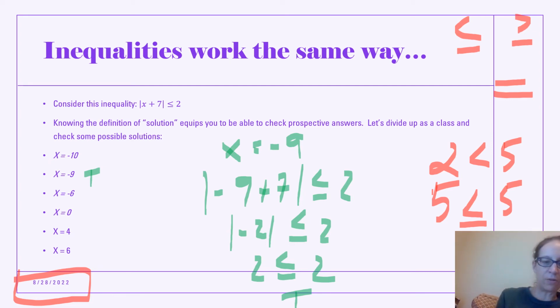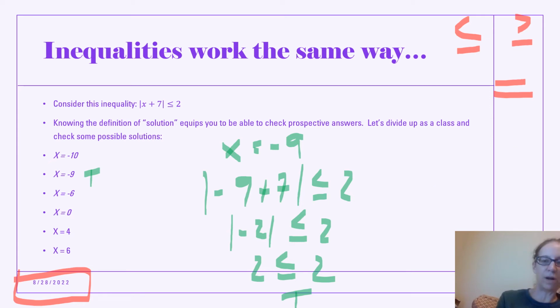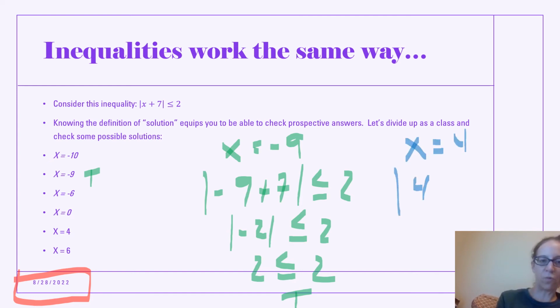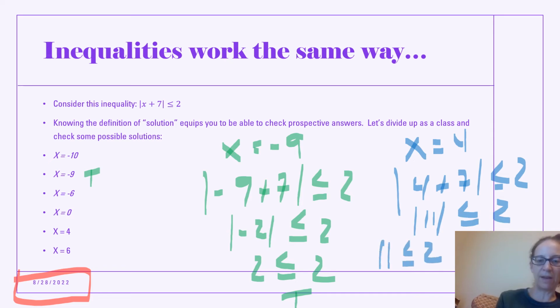And then I'll do x is equal to, I'll do the 4. Okay, so we'll do x is equal to 4. And so 4 plus 7, and that'll be the absolute value of 11. And absolute value of 11 is 11. And 11 is less than or equal to 2. That is false.